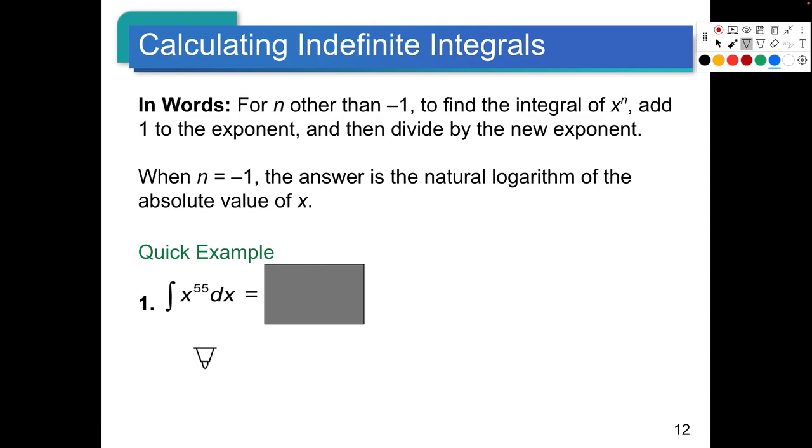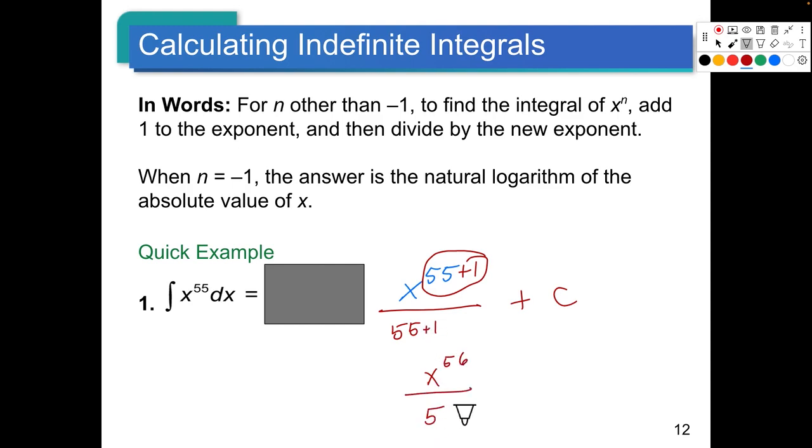So here's a quick example, just to apply it. Again, we've already done it a couple times. What do we do with x to the 55? First step is to add 1 to the exponent. Good. Second step, divide by that new exponent. I guess the third step, maybe that's why I always forget it. Even when I teach, I forget about it. The third step, plus c, right? Third step, plus c. So we just put it all together. 55 plus 1 is 56.